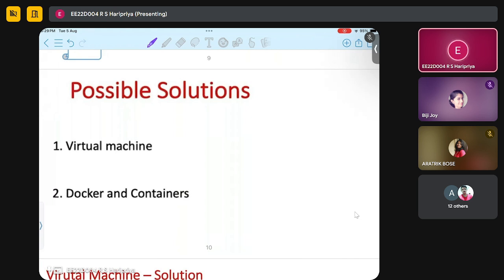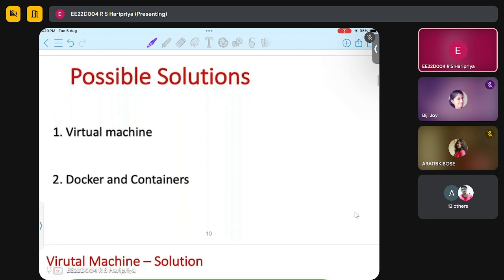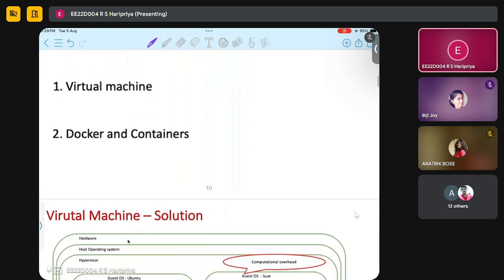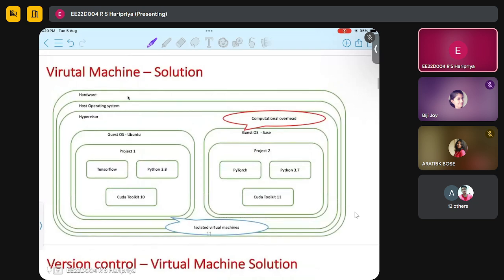So basically there are two possible solutions. One is the virtual machine and the other one is Docker and containers. So what is a virtual machine? We have the hardware and the host operating system.